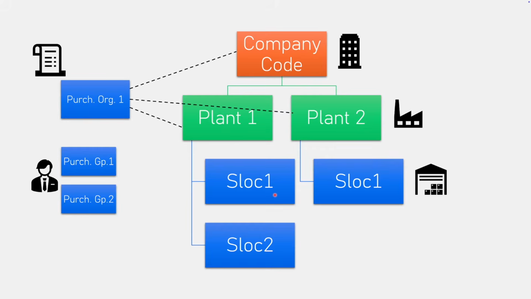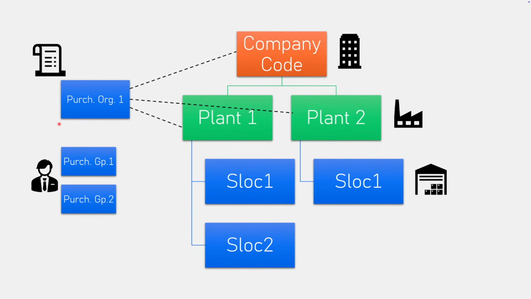Okay, so each plant will have multiple storage locations. You can see here plant 1 has two storage locations, slot 1 and slot 2. Plant 2 has a single storage location, which is slot 1 only. As you can see, the keys of storage locations can be identical across different plants, but these two storage locations which have identical keys will have different identities in SAP because they are associated with different plants.